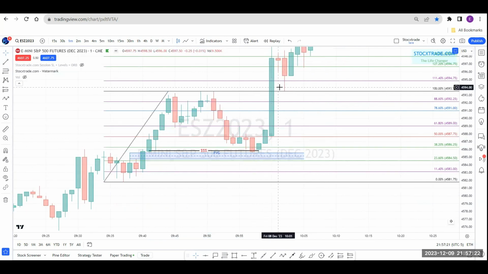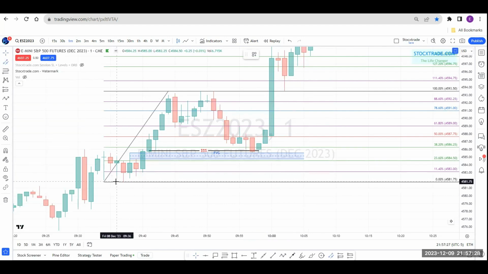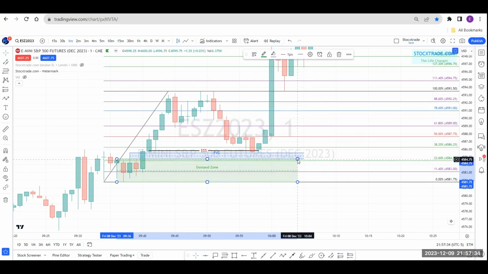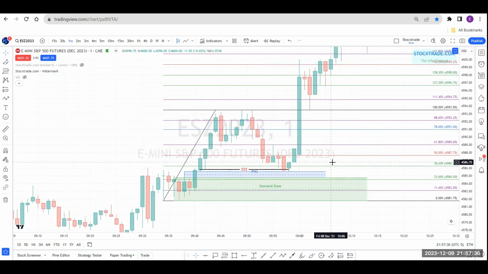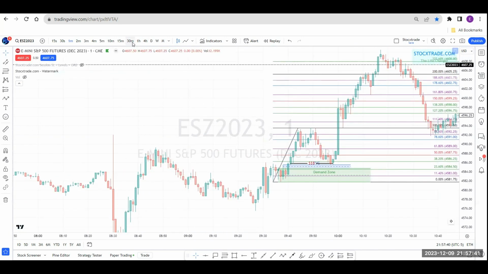Another entry, and here is your demand zone. Just below the gap, you have the last candle before the reversal. And we can take the entry there also. Why should we not, sir?